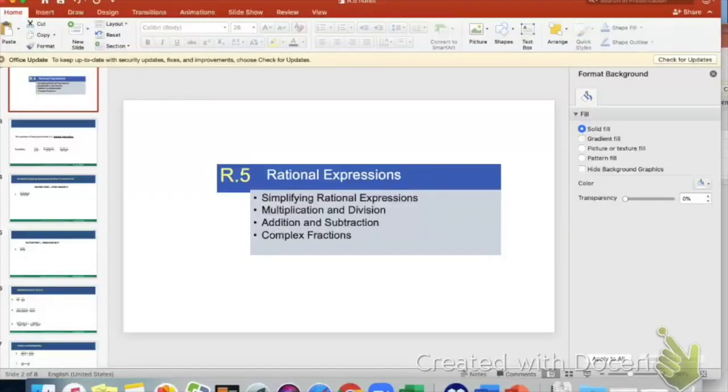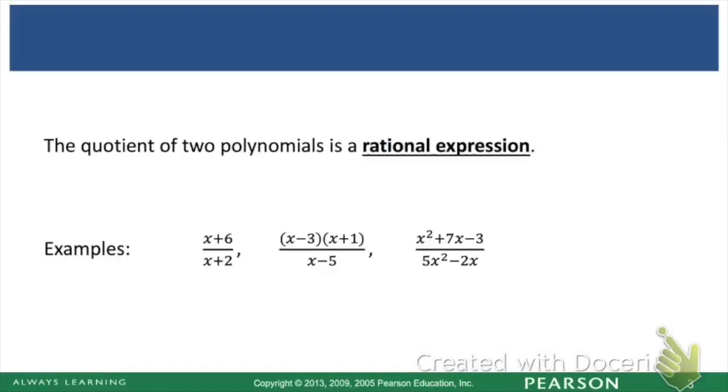Today we're going to take R.5 Notes, which is all about rational expressions. I think in Algebra 2 you spend a whole chapter on this, but in college algebra it's one section. So here we go. Here's your definition for a rational expression.